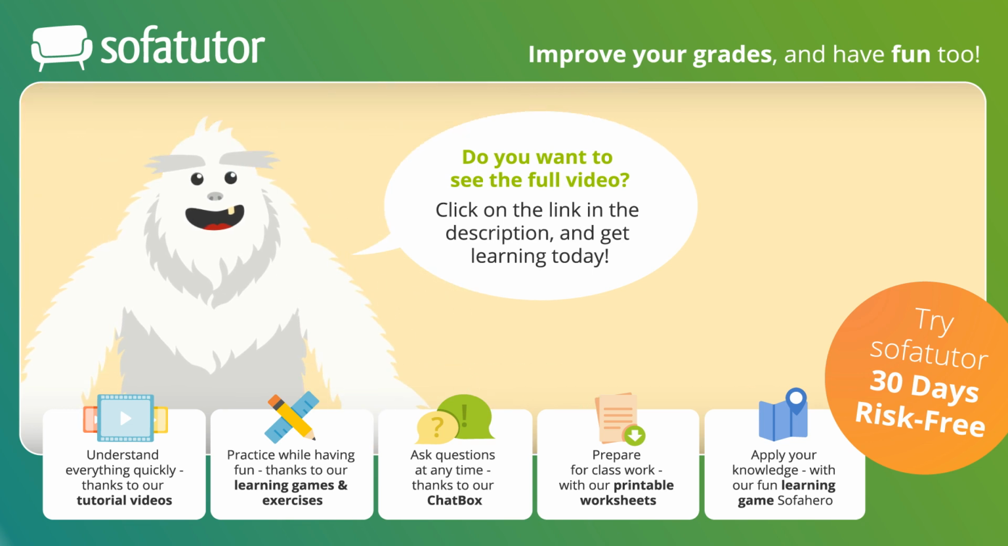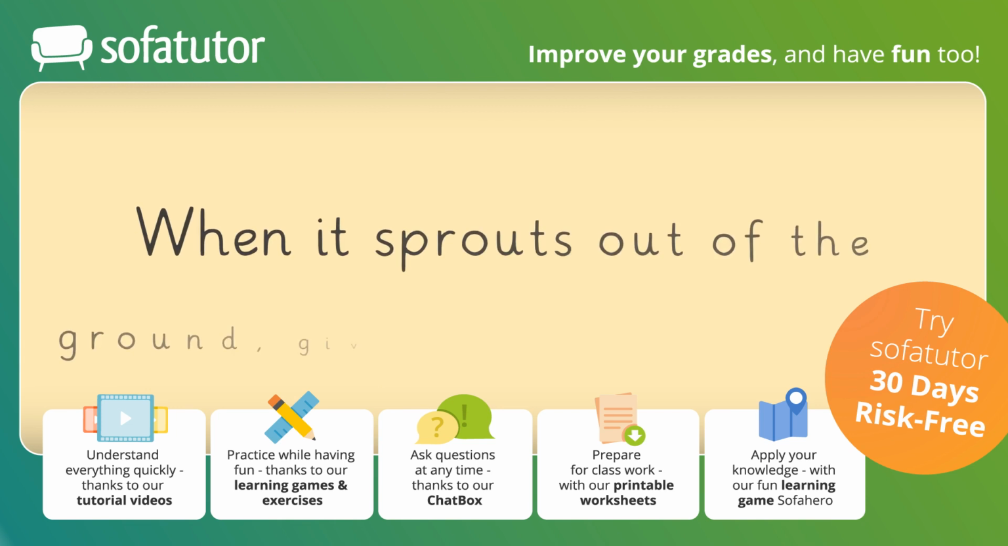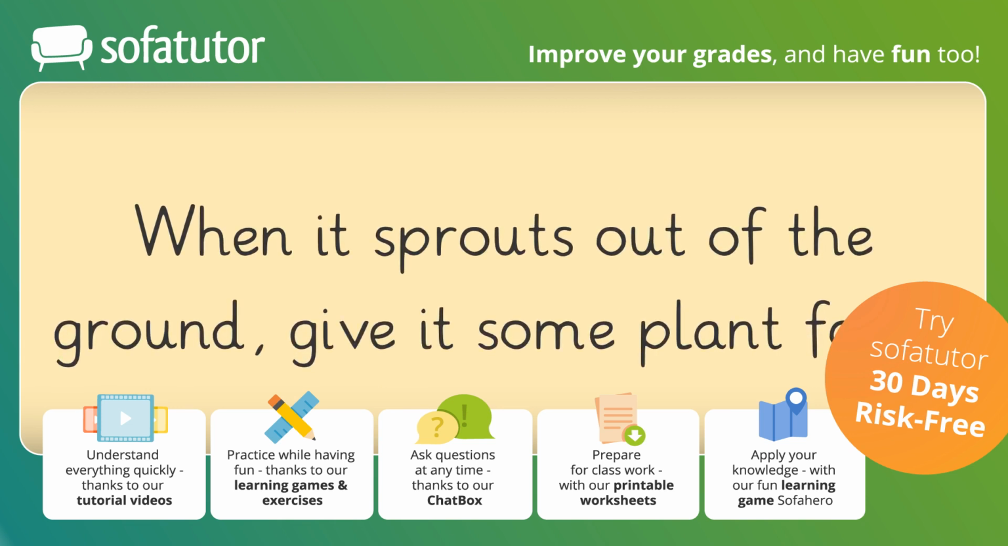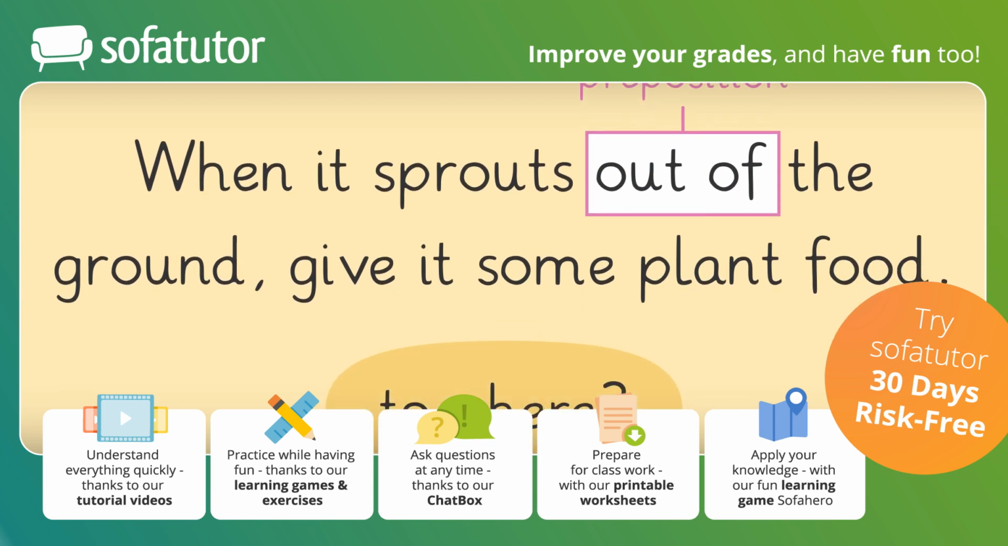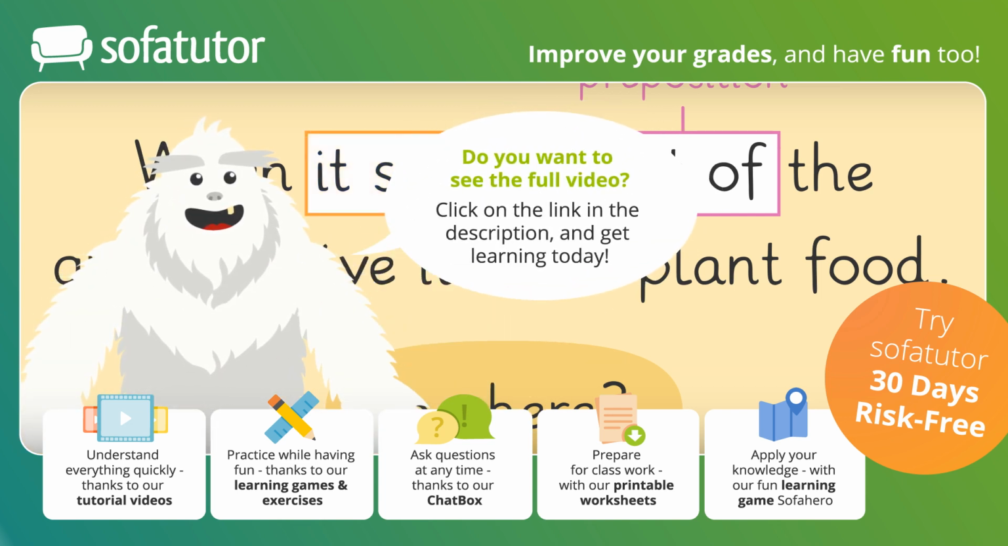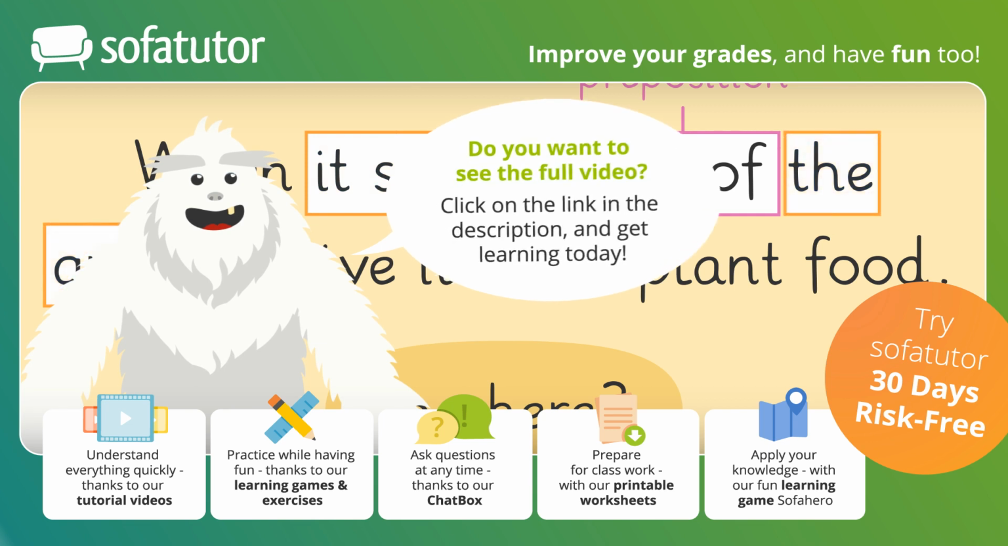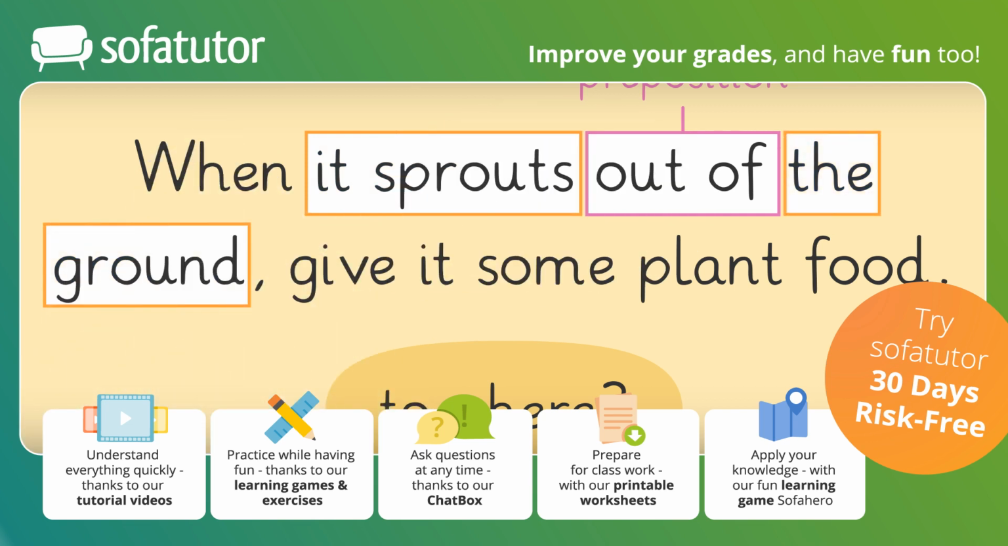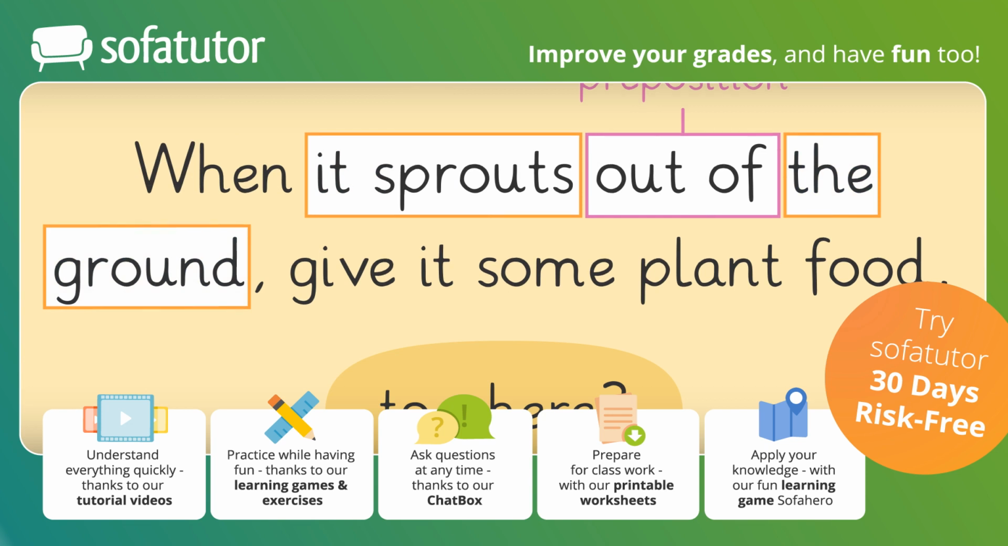Coco's final sentence says, "When it sprouts out of the ground, give it some plant food." Out of is a preposition that describes movement. It answers the question of the direction of to where something is moving. Which movement is the preposition out of connecting in this sentence? The movement of the plant coming out of the ground. Our understanding would be a little plant poking out of the ground.